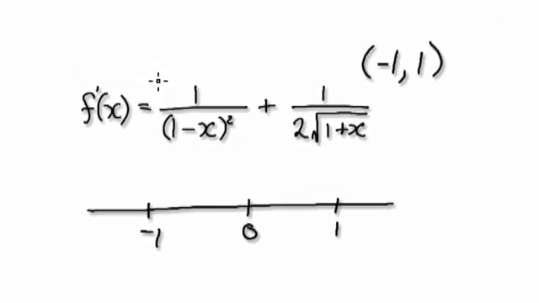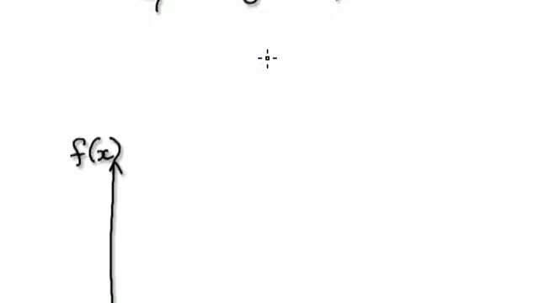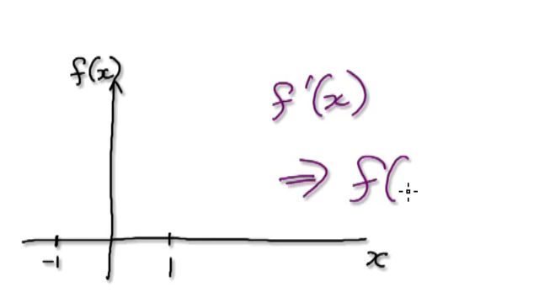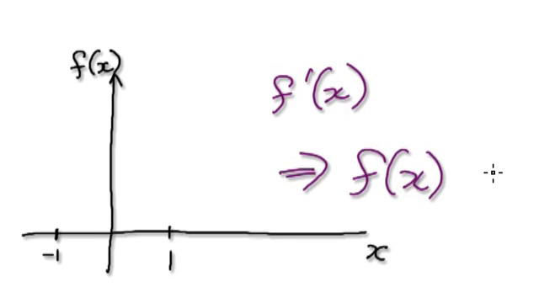Okay, so we've established that f prime is always positive. So if f prime is always positive, it means that in this region here, the original function itself must always be climbing. So even if you start here, it must always be climbing. Even if you start somewhere around here, it must be climbing. Even if you start here, it must always be climbing. The point here is that if f prime of x is greater than 0, it would imply that the original function itself must always be increasing.